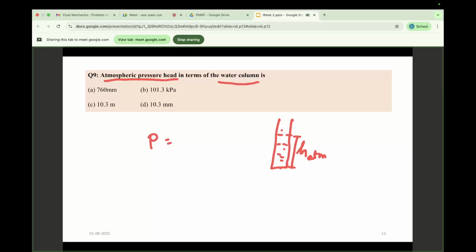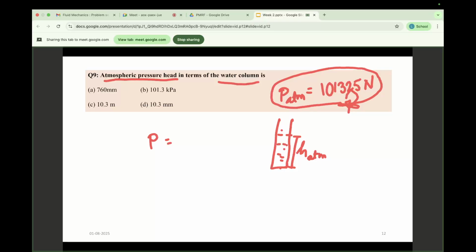So atmospheric pressure, you know what is the value of atmospheric pressure? Atmospheric pressure P is 1 bar. So in 1 bar we can write it exactly, in Newton, it is 101325 Newton. Please remember this thing for calculation, because in many of the questions it is required. Maybe in a question it will not be given.